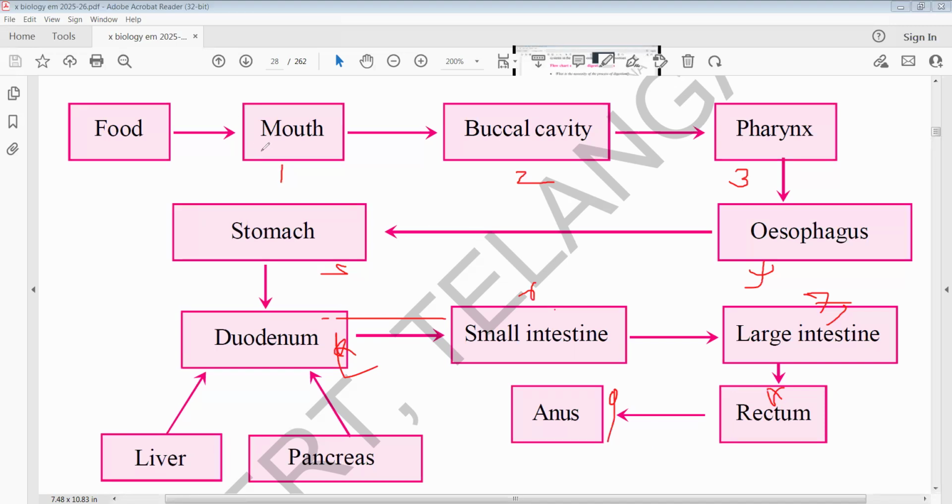Yesterday I said already: mouth, buccal cavity, pharynx, esophagus, stomach, small intestine, large intestine, rectum, anus. Duodenum also keep in your mind. Sometimes in examinations they may give an empty box, and you are given options for which word should be in the empty box. So you should go through this flow chart of the human digestive system deeply.